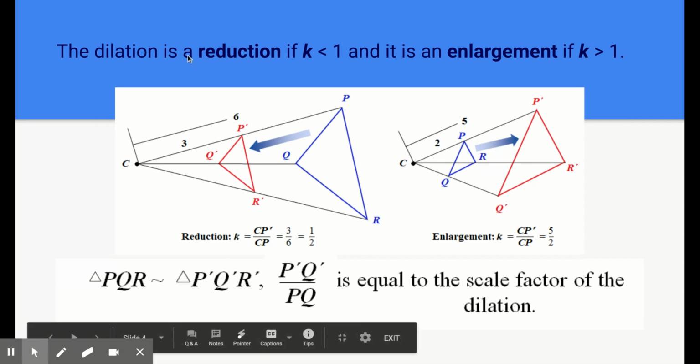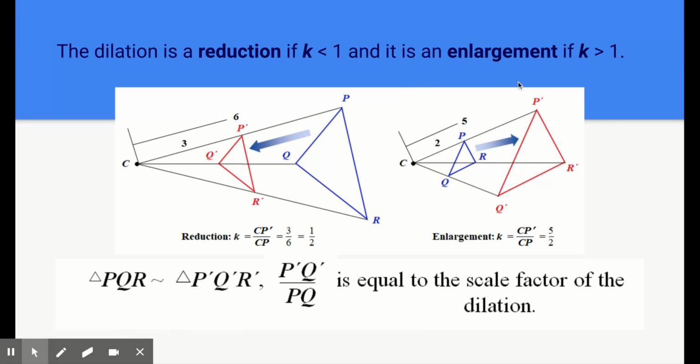So it says the dilation is a reduction if the scale factor, which is this K, is less than 1, and it's called an enlargement if your scale factor, which is this K again, is greater than 1. So if you find your scale factor and the number is less than 1, you automatically know it's going to be a reduction, meaning your shape is going to go from big to small, okay? And if your scale factor is greater than 1, it's going to be an enlargement, meaning your image is going to go from small to big, okay?